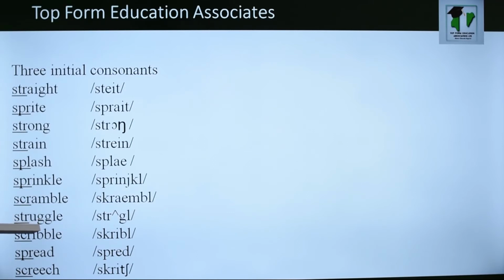Then before we have the vowel sound and another consonant sound, another one. We even have another cluster here, g and l, in the middle of the word. Then we have scribble. We have spread. We have screech. S, k, r, e, ch, screech. These are the three initial consonants.